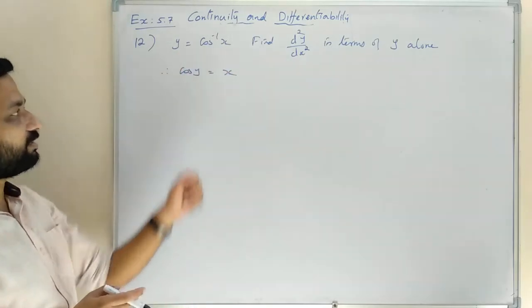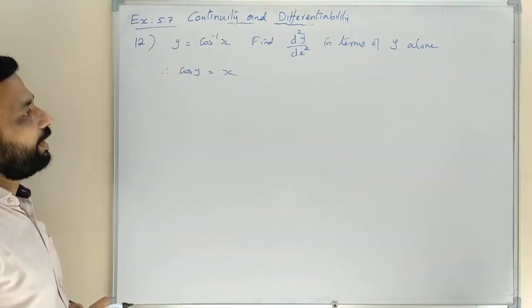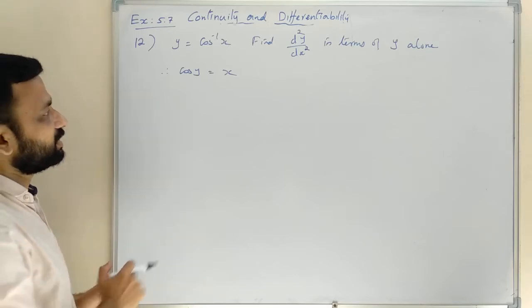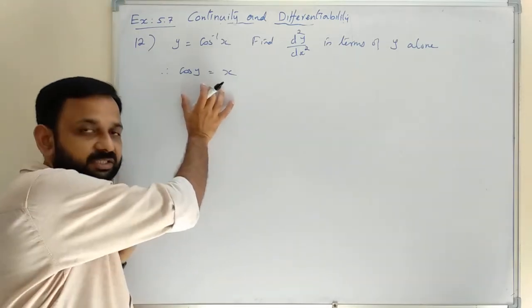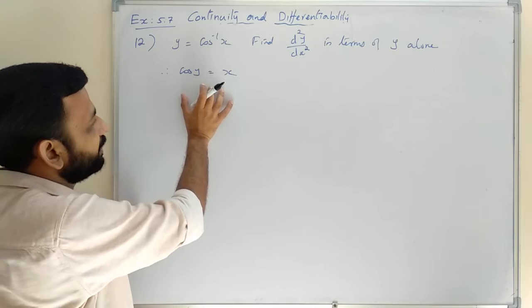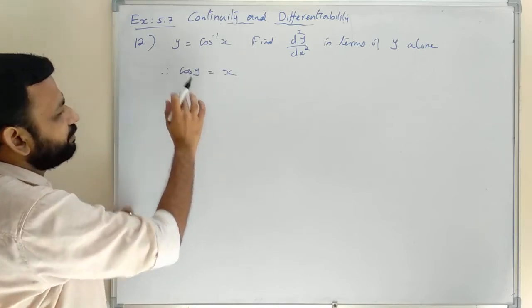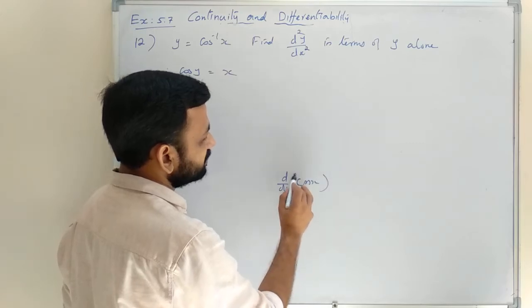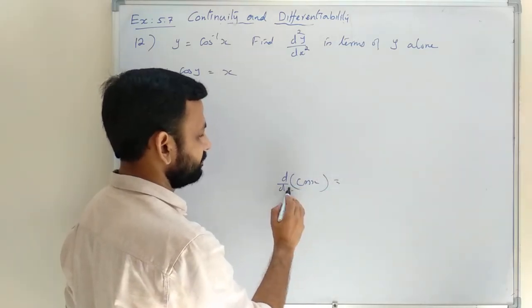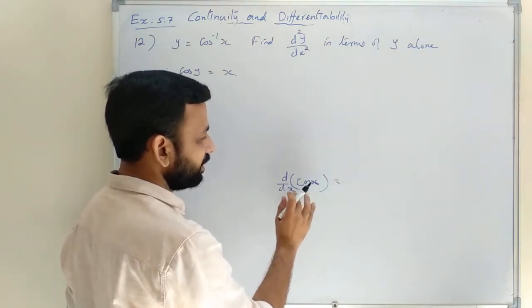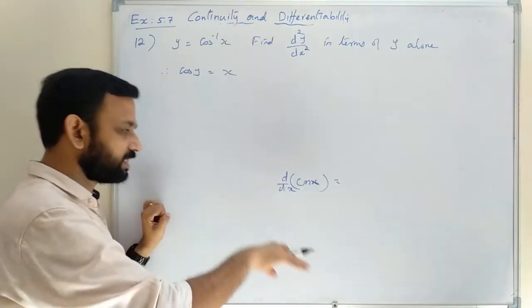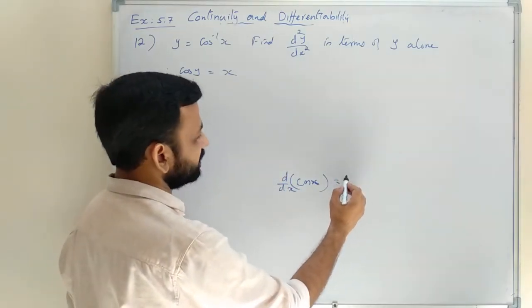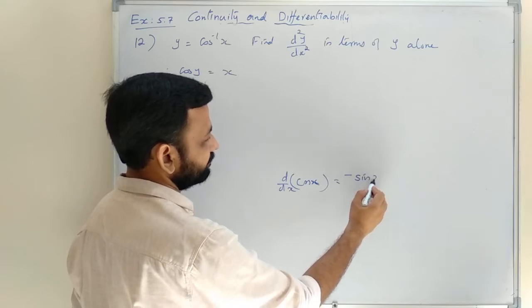Therefore cos y is equal to x. Now we can differentiate this expression with respect to x. Sorry, with respect to y. So the derivative of cos x with respect to x: here the variable is x, d by dx of cos x with respect to x is minus sin x.